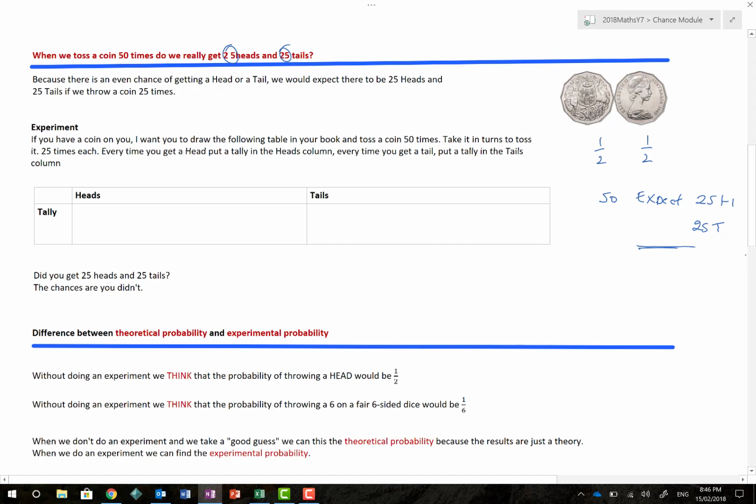So here we go. If you have a coin on you, I want you to draw the following table, which is this table here, into your books, and toss the coin 50 times. Take it in turns to toss it, 25 times each. So the first person will do 25, the next person will do 25, or you can do 1 each in turn. Every time you get a head, I want you to do a tally. Every time you get a tail, I want you to do a tally. And I want you to keep going until you have thrown it 50 times. Now, I'm not going to keep doing this over and over again, but you will fill in your table.